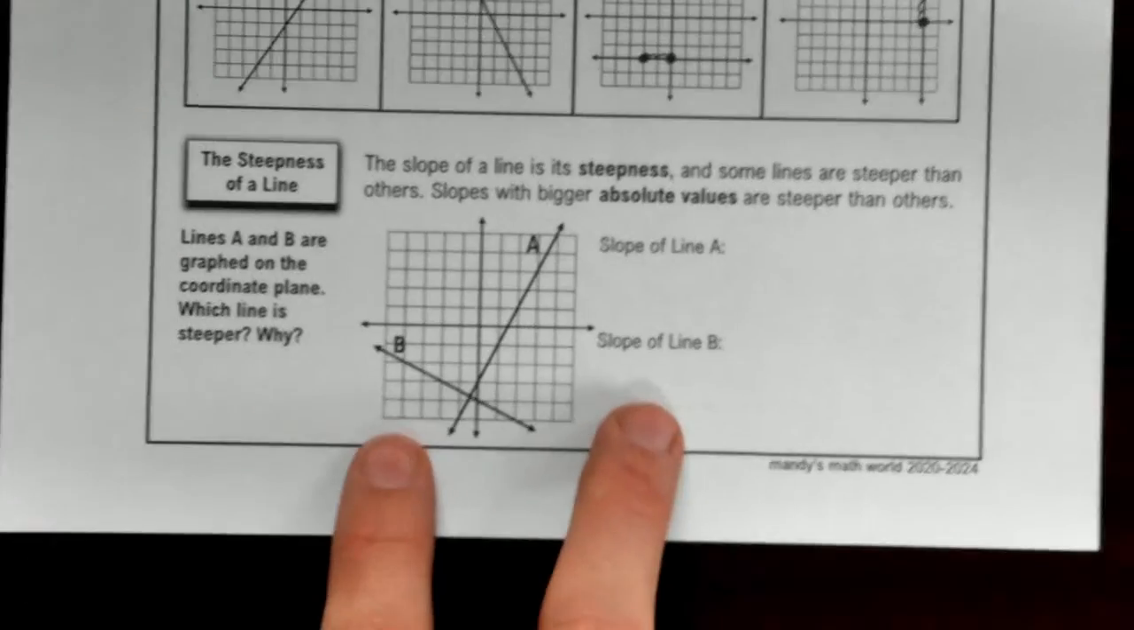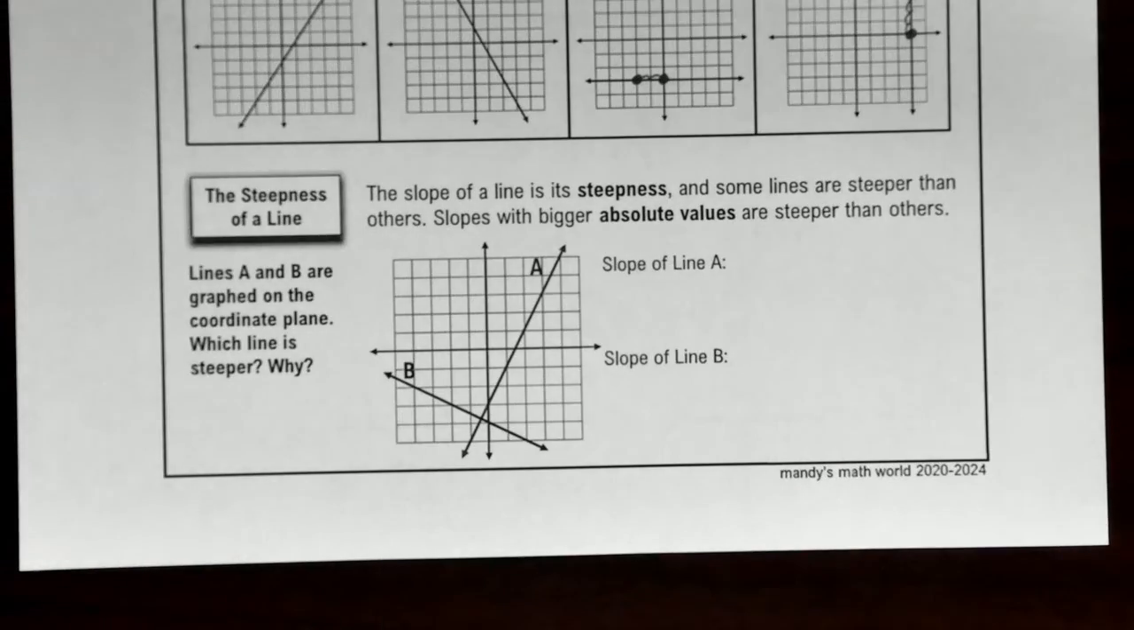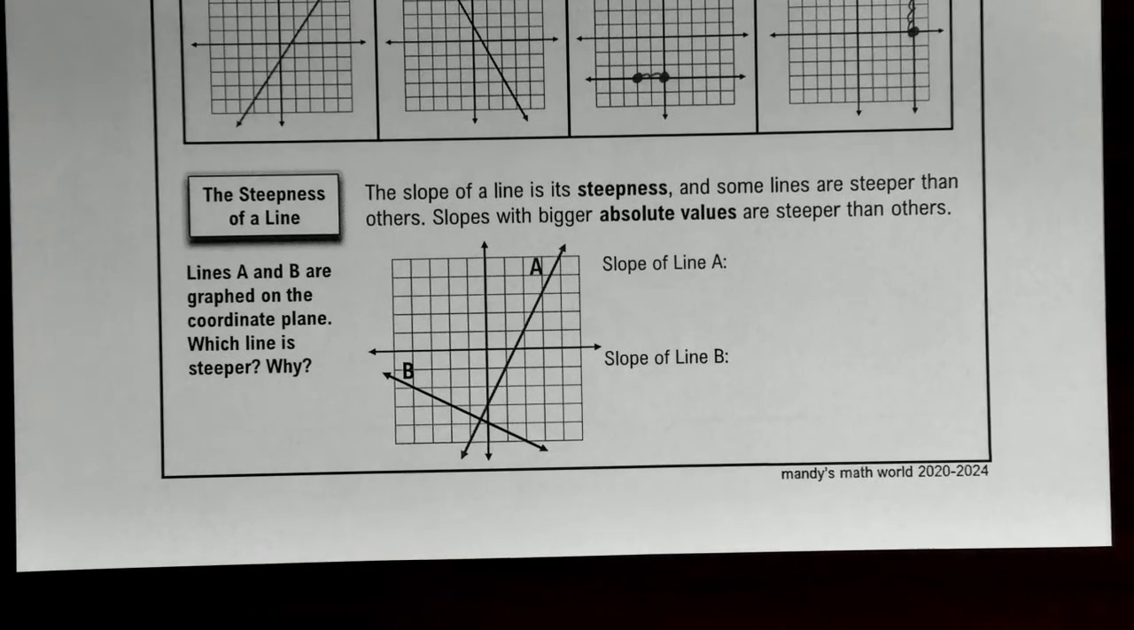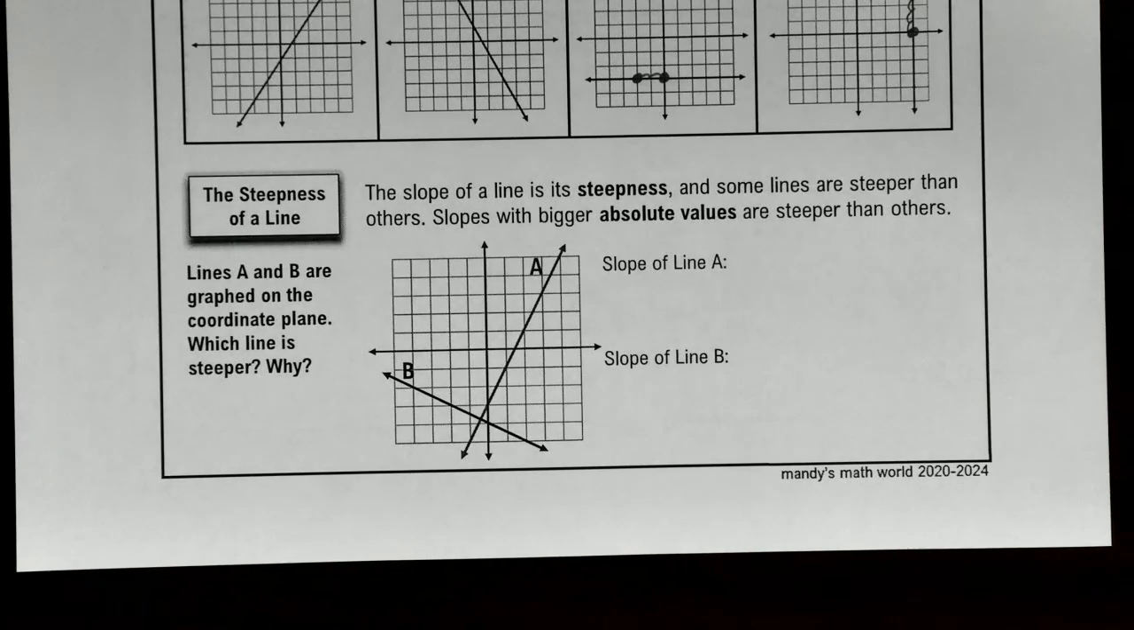Okay. All right. Cool. So here we go. The slope of the line is the steepness. Again, steepness and direction is what defines the slope. Some are steeper than others. So you're going to look at the absolute value to tell which is the steepest graph. All right, so I have 2 lines here for you. We're going to find the slope of line A and the slope of line B. All right, so Graham, hop on. Help me find the slope of line A.